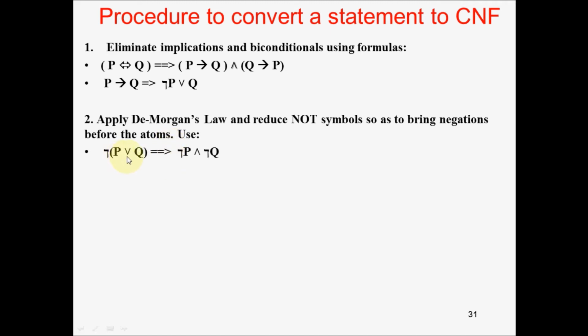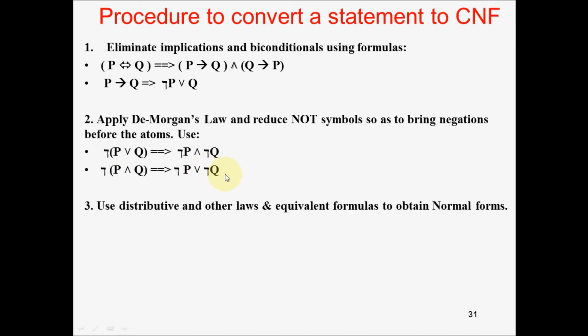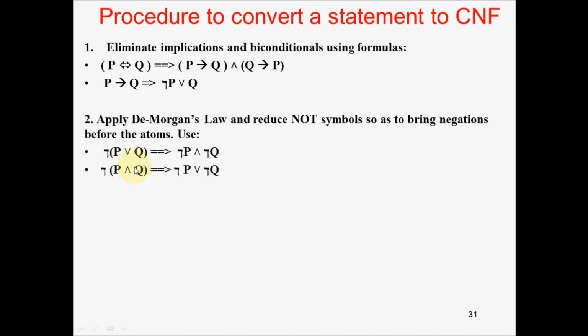Now the same thing is applicable when instead of disjunction it is conjunction. When not is applied to P, it becomes not P. When not is applied to conjunction, it becomes disjunction, and not applied to Q becomes not Q. One more thing which I have not shown here, before I go to the third step: double negations. Not of not P is equal to P. Double negations are supposed to be addressed in step 2, which I have not shown.